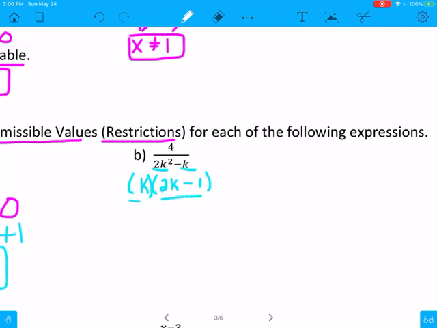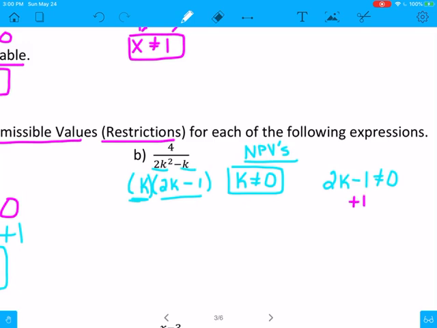And so I'm going to get two non-permissible values because I'm going to do each bracket separately off to the side. So I'm going to go NPVs. And I'm going to go k cannot equal 0 because that's in this one bracket. And that one's done already. So when it's just a single variable by itself, it's easy. Set it not equal to 0 and you're done because it's already solved for k. Then I do my second one. 2k minus 1 cannot equal 0.